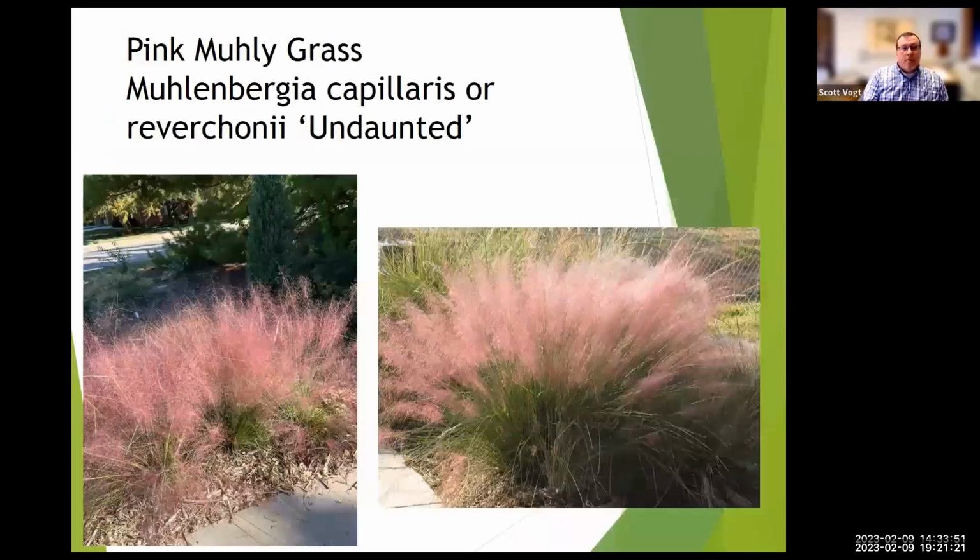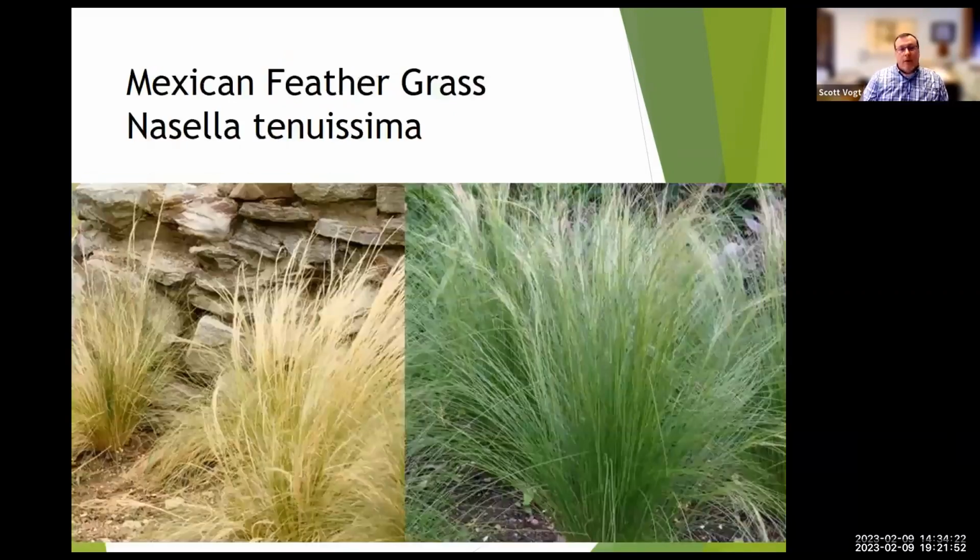Pink muhly grass, we planted these several years ago here at the Arboretum, and last year they really put on a show, whether it's the Muhlenbergii capillaris or the Undaunted variety. I love these pinkish purple seed heads, the fine foliage. It does need a well-drained soil, but we've had really good success with these, and it's a showstopper when they're in full bloom in the fall.